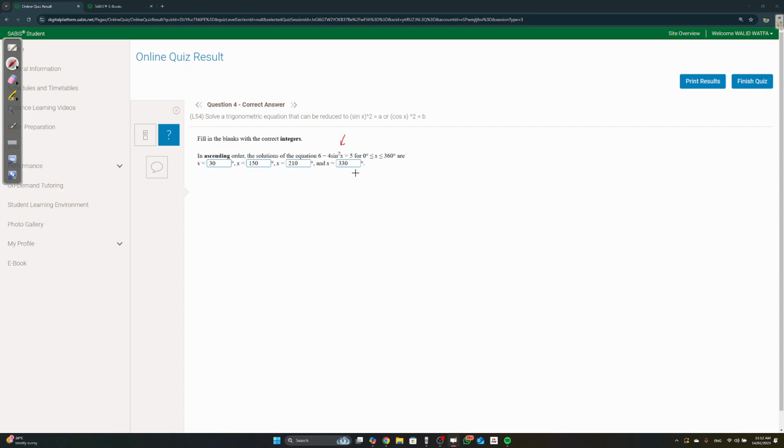6 minus 4 sine squared x equals 5. This is very simple. You can take the 5 here and take the sine squared there. So you get 6 minus 5 is equal to 4 sine squared x. So you're going to get 1 is equal to 4 sine squared x. Very nice, very easy to solve. Divide by 4, you're going to get sine squared x is equal to 1 over 4.